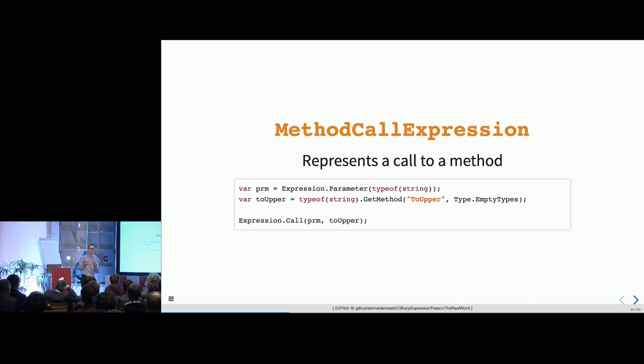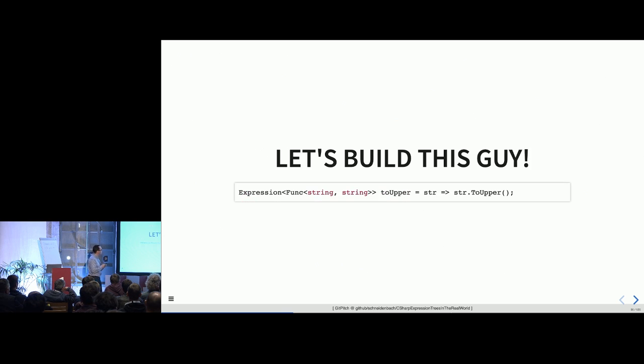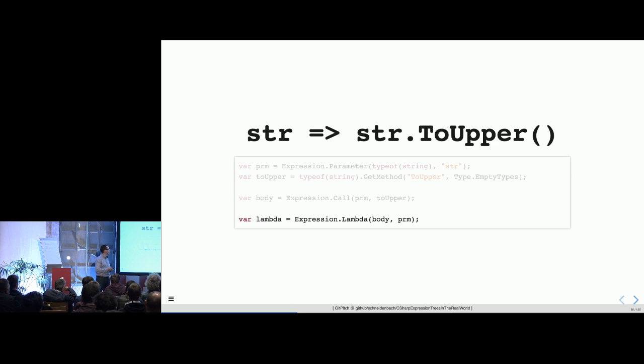As you explore the expression API, you'll see all the different ways you can find a method inside of a type. But in this case, we just use reflection. We call expression.call, we give it the instance, and then we give it the method that we want to call on that thing. Okay? Well, let's build our string.toUpper.